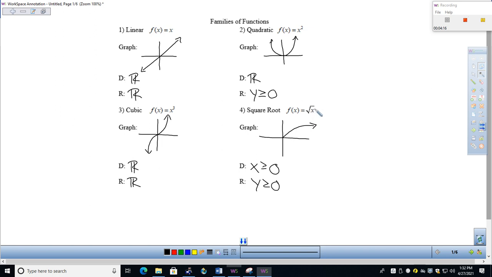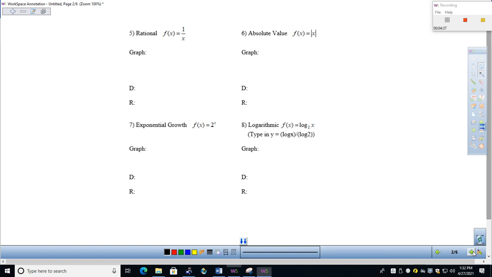Domain, well, x has to be greater than or equal to 0. In the real number system, I cannot take the square root of a negative. And that's what this indicates right here. All right, so again, just first 4, knocking them out. Let's move on to the last 4.